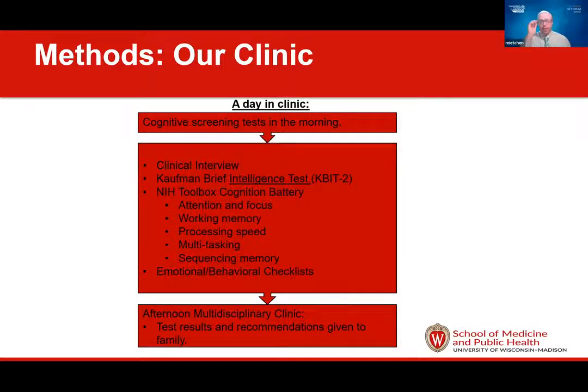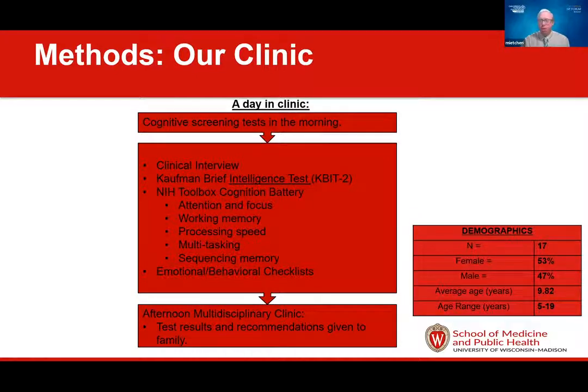After testing, the child will then be seen in the multidisciplinary clinic, where they meet with other providers like oncologists, neurologists, rehabilitation doctors. And it's during this afternoon visit that they'll receive results from their testing earlier that day.